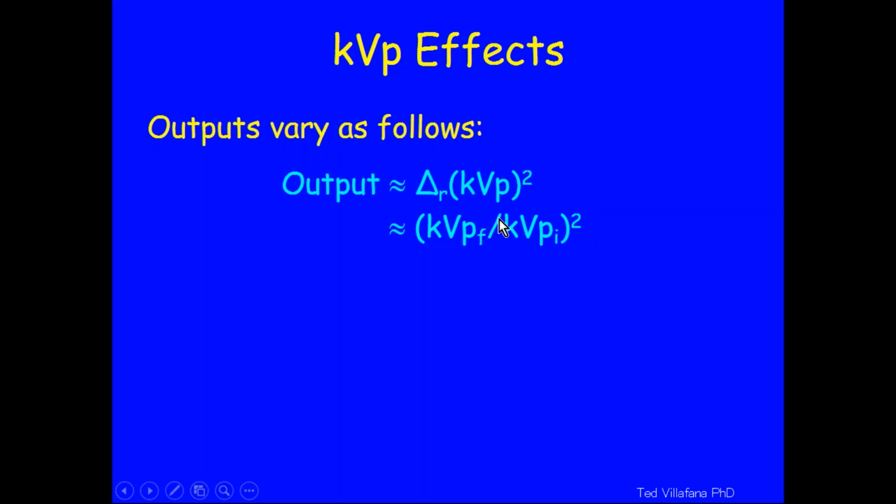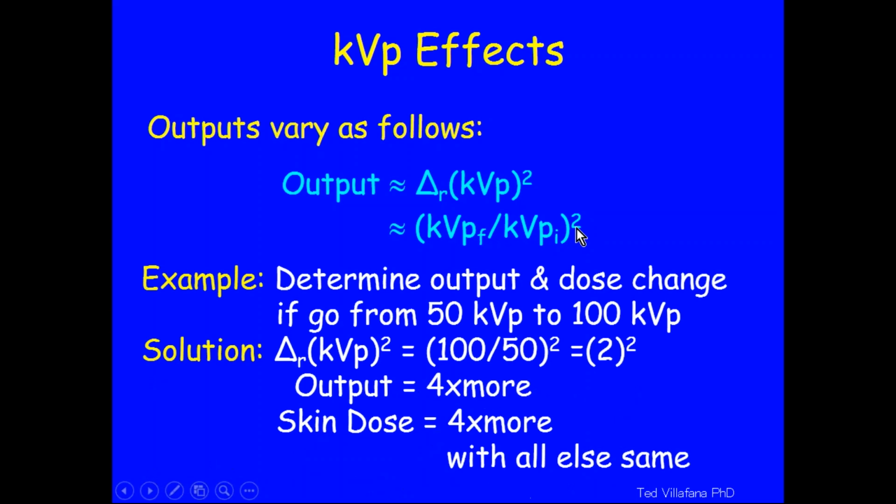It's right over here. Rather than say the first kV minus the second kV, we put the final kV and we divide the final kV by the initial kV. That's what I mean by a ratio. R stands for ratio, a difference. And that ratio difference is squared. Example, I gave you the curves for 50 kVp going up to 100 kVp. Well, 100 over 50, that's 2. 2 squared, 4. In other words, if you double the voltage, you will get quadruple the output.